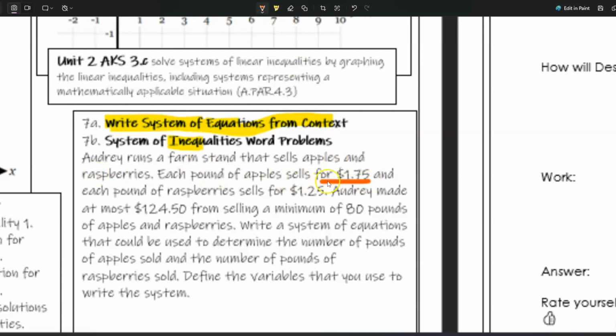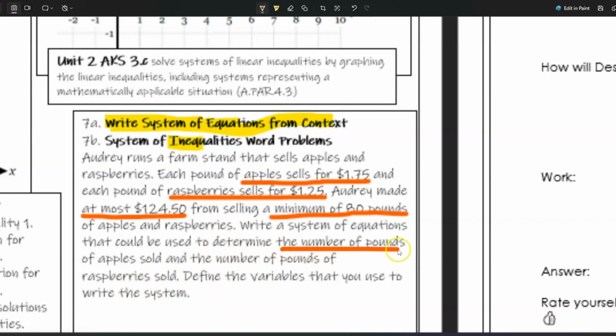So apples, and then sorry, $1.75, and I'll go and underline apples as well because I need my keyword. Raspberries, that's $1.25. I need my keyword. Audrey made at most, I need that as well. At most, my keyword and the number. From selling a minimum, again, I need the keyword and the number. Of raspberries. Write a system of equations. This is a mistake. It should say inequalities that could represent the number of pounds, and so on. Define the variables that you use to write the system. So you're the one who is defining the variable. And remember, you're determining the number of pounds of apples sold and the number of pounds of raspberries sold.